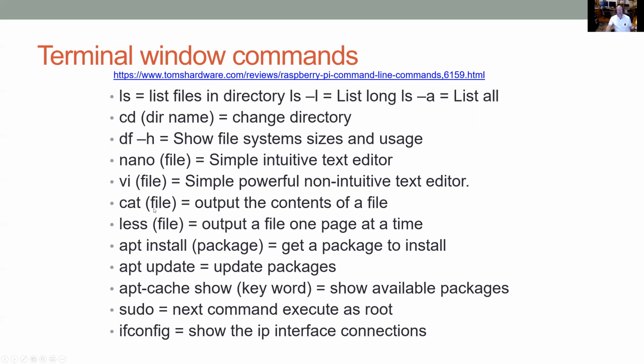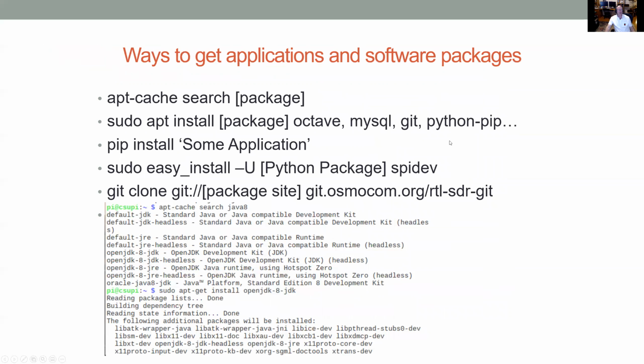Some basic other commands: cat is list the contents of a file, less is list the contents of a file, but one page at a time. And then we got these apt commands: apt install, this is how we can get a package; apt update, we can update our system; and apt-cache show is to show what package might be available, which brings us to how to install software packages.